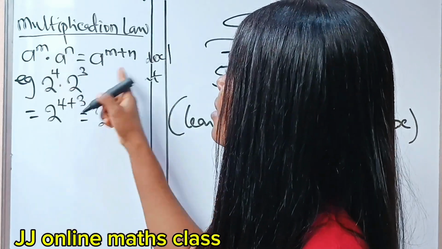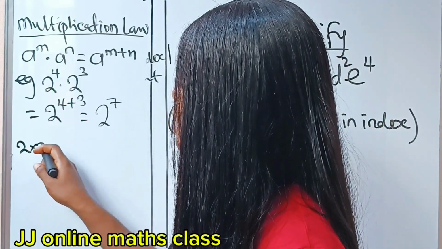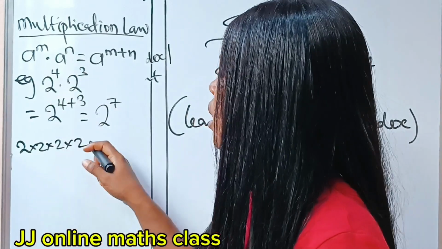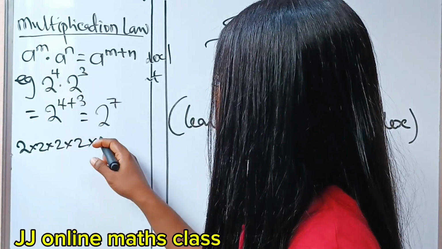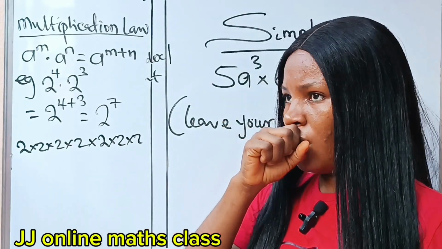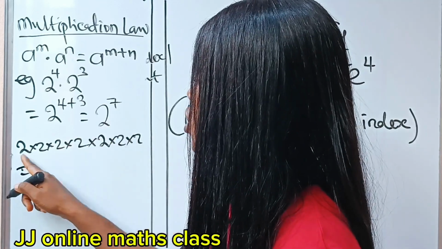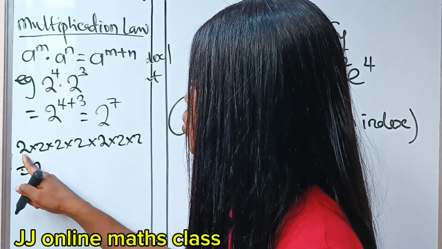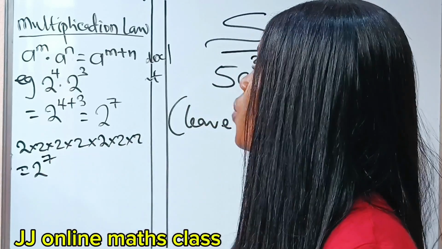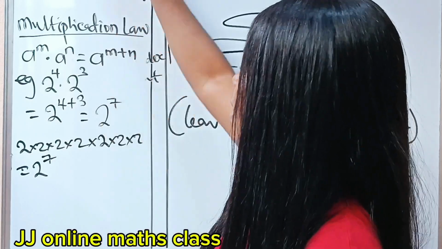Now let's prove this. Assuming we don't know that this law exists, if we want to solve this, what we will write is 2 times 2 times 2 times 2, into 4 places, multiplied by 2 into 3 places, 2 times 2 times 2. So to leave it in index form, we pick 2, which is the same thing as 2 times 1, 2, 3, 4, 5, 6, 7. 2 to the power of 7, which is exactly what we have here. So that will show you that this law is correct.